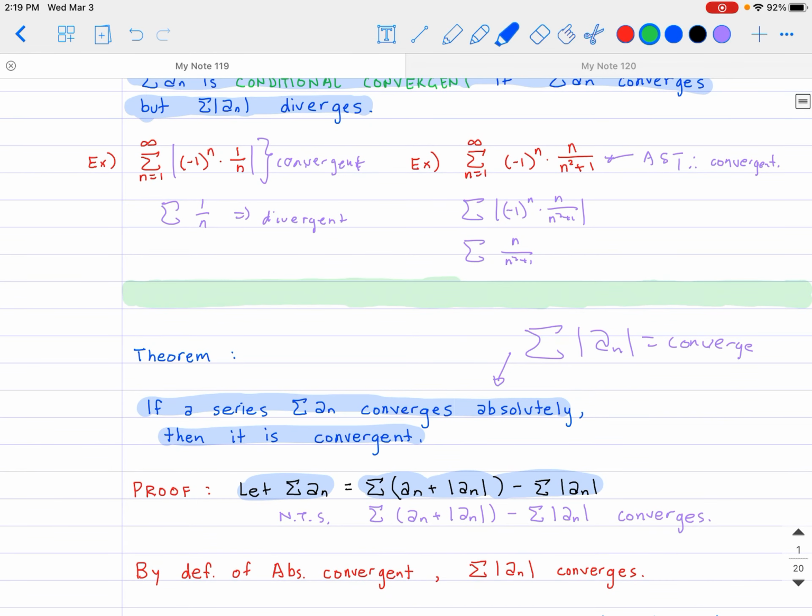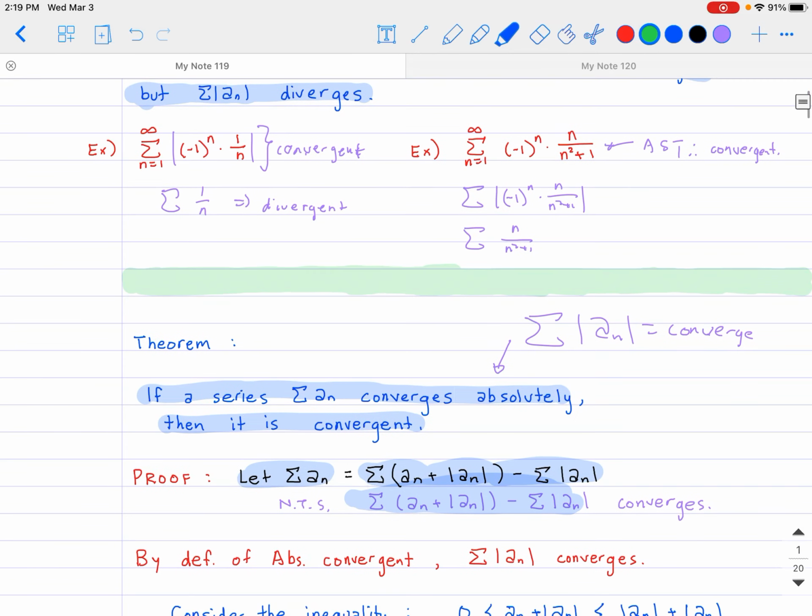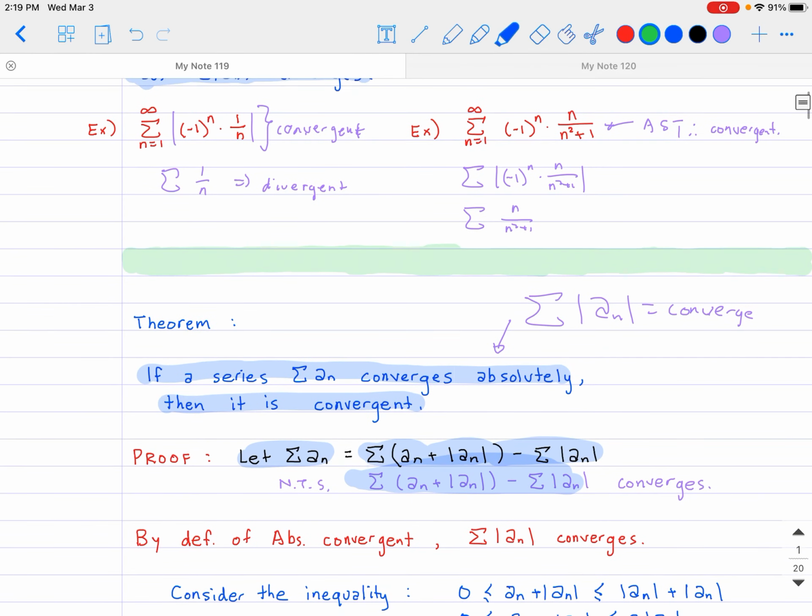So here's what I need to do. I need to show that this thing I have for a of n is going to converge. Okay, so I need to show that this whole thing converges. Well, by the definition of absolute convergence, we know that the summation of the absolute value of a of n converges. So that means that this guy right here is convergent already. So that's one part that's good. Now we have to consider the rest of the part.